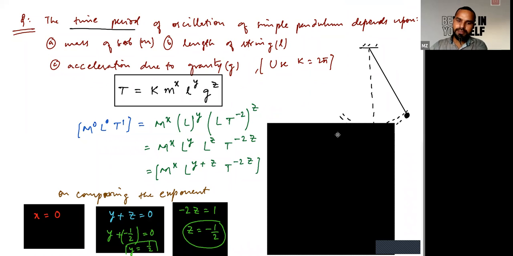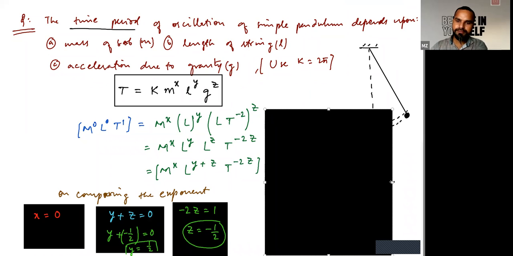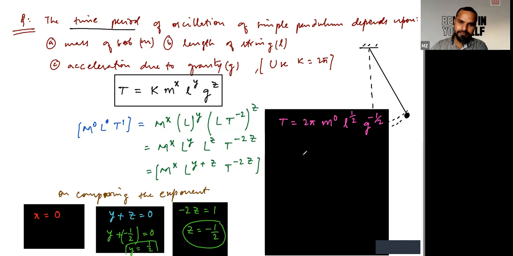Now you have to put the term in each part in the above equation. You will get T is equals to K. K is nothing but 2 pi as given here. M raised to X, which is 0. L raised to Y, which is plus half. And g raised to Z, which is minus half.